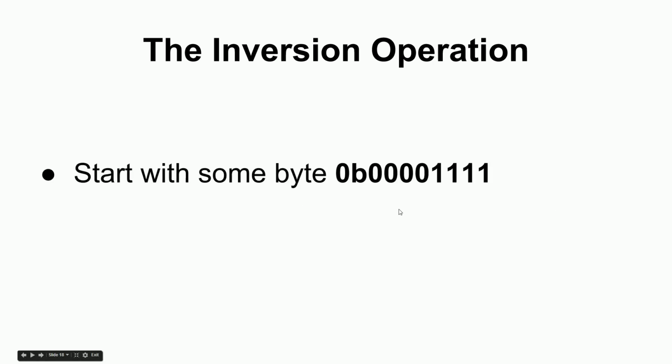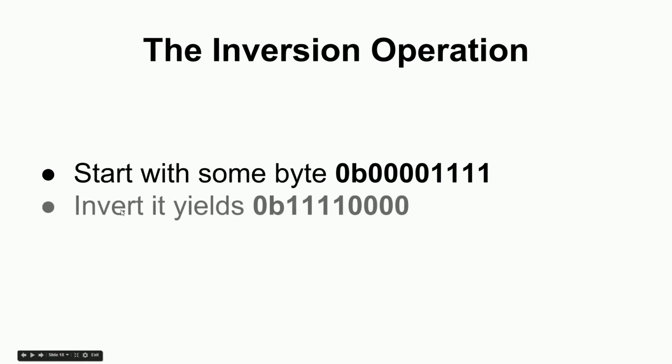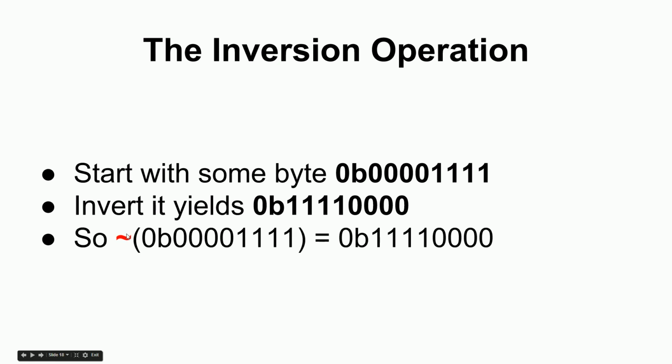One other thing. There's also an operation called inversion, which is very simple. So take a random byte. Let's just say four zeros and four ones. If I invert it, that just means wherever there's a zero, it turns into a one. And wherever there's a one, it turns into a zero. It just flips it. So invert yields the opposite. So you can see four zeros turn into four ones, and four ones turn into four zeros. And the inversion command is a tilde. So if I put a tilde and then put my byte in parentheses, I get the opposite. Does that make sense? I'm just flipping. Tilde just says flip the insides of this. And here's what it looks like. And we're talking binary as well. You can see the 0B in front.